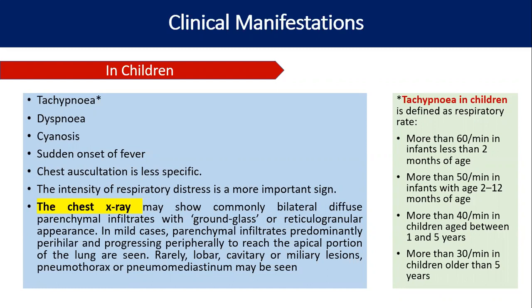Now, how to classify tachypnea in case of children? Less than 2 months, it is a respiratory rate of 60 per minute. And from 2 months to 12 months, it is 50 per minute. And if it is 40 or more in children between 1 to 5 years, we call it tachypnea. And for children older than 5 years, 30 breaths per minute is considered as tachypnea.